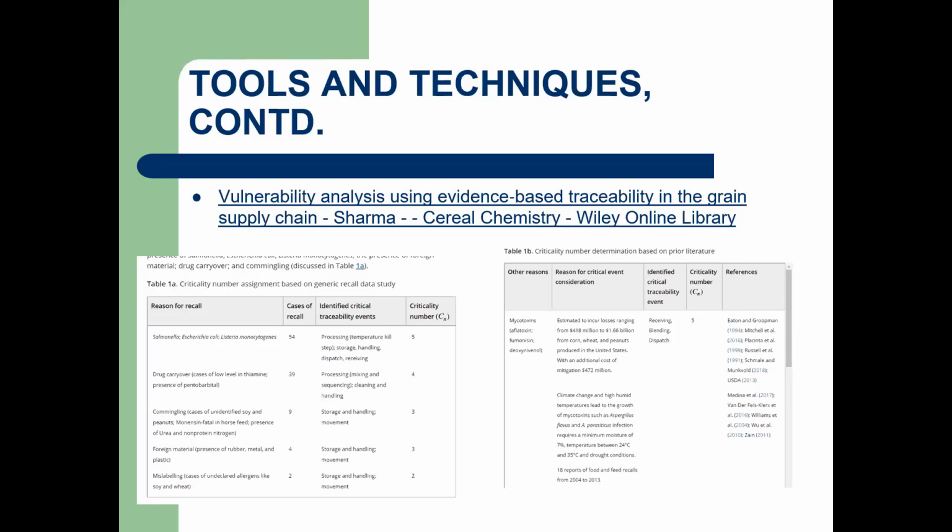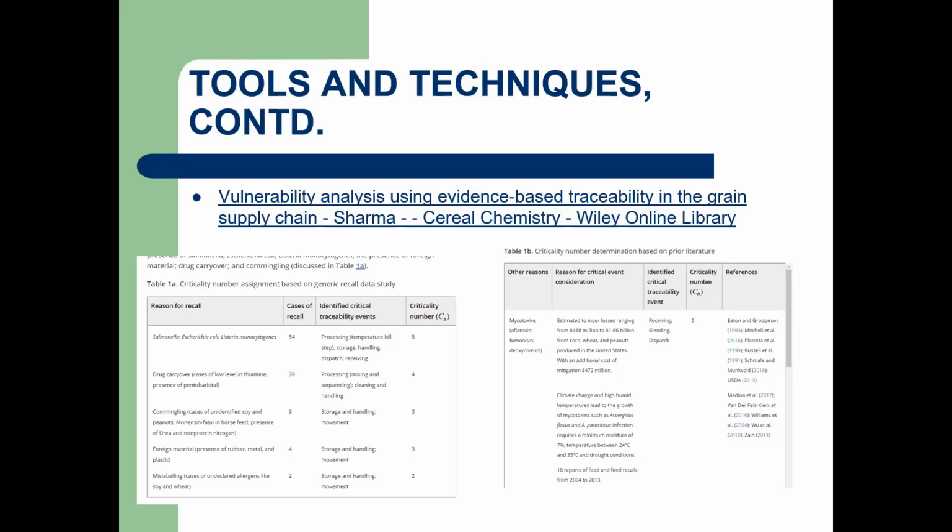The second reason for recall was drug carryover. There were a lot of cases of low levels of thiamine in cat food and presence of pentobarbital in most of the feed. Those were other cases related to the grain industry, because the animal food industry also uses a lot of grain ingredients.